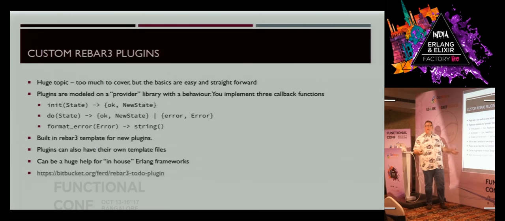But the main thing is that you're going to write three callback functions. The callbacks are this: an init function that takes a state and returns a new state. Then there's a do function that also takes a state and returns a new state or errors. And then format error, which returns a string. And you can also have plugins that have their own templates. I mentioned that already. That's something that we have for our custom plugin for Rebar.